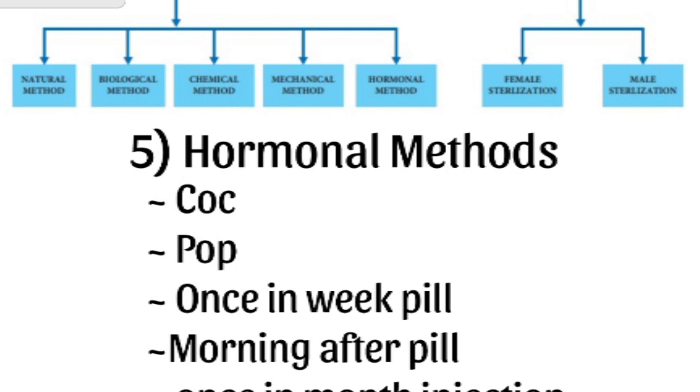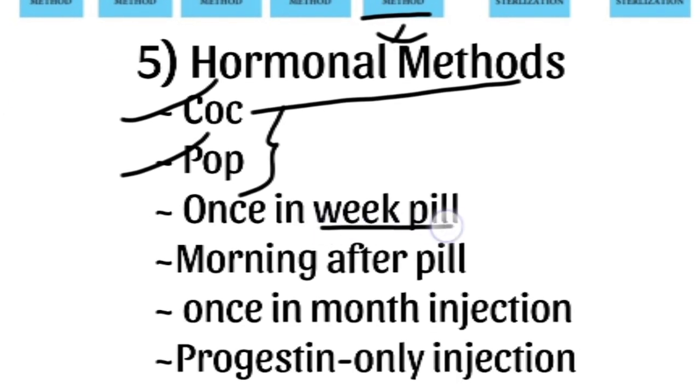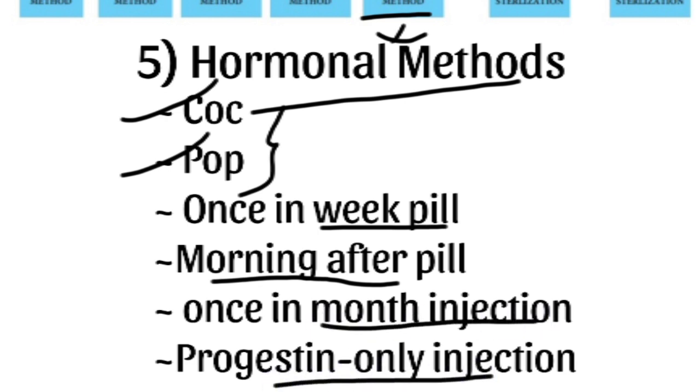The last method in the temporary methods is the hormonal method, and it has COC and POP. These both are tablets, contraceptive tablets. And then we have the weekly once pill, and then morning after pills, and then in injections we have a monthly once injection, and then progesterone only injection. These are under the hormonal method.